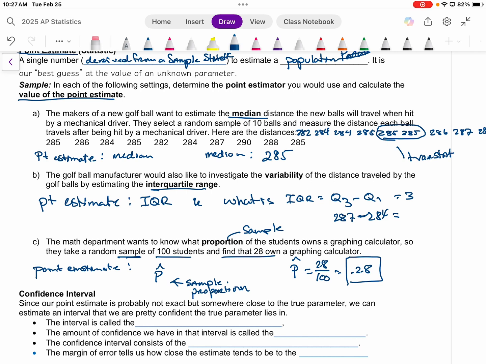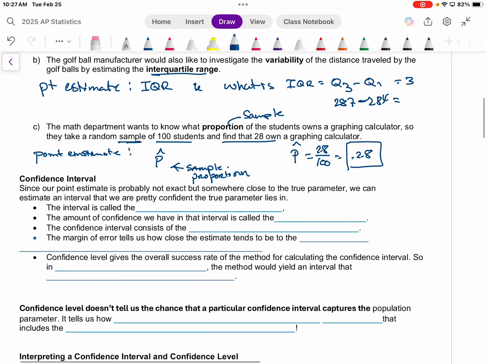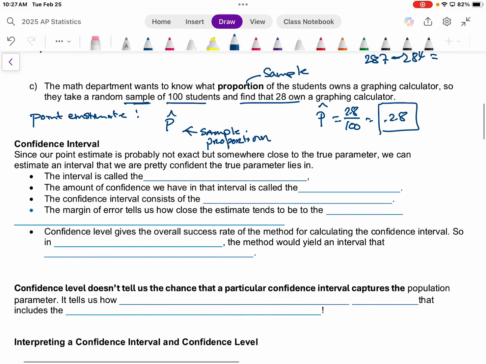Again, we mainly focus on working with all this confidence interval material for right now, with proportions and means. Other courses will use some of the other values, but for AP we mainly focus on either sample proportion or sample mean. A confidence interval: since our point estimate is probably not exactly, but somewhere close to the true parameter, we can estimate an interval that we are pretty confident the true parameter lies in.